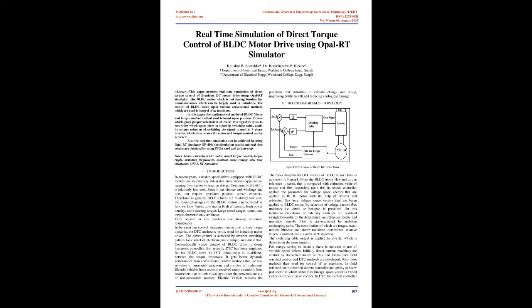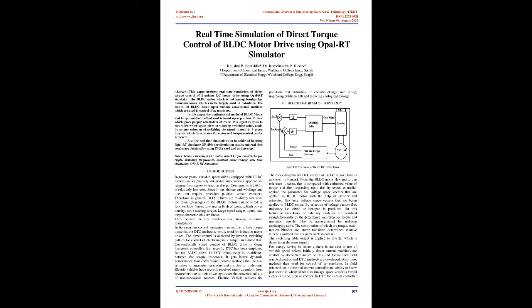The main advantages of the BLDC motors can be listed as follows: low noise, low inertia, high efficiency, high power density, more starting torque, large speed ranges. Speed and torque characteristics are linear. They operate in any condition and have minimum maintenance.